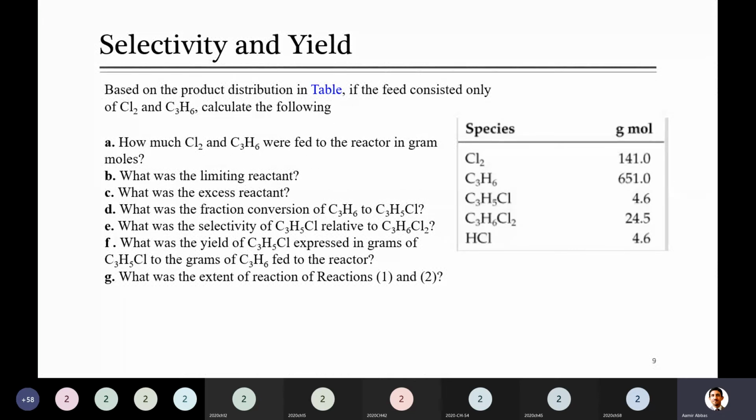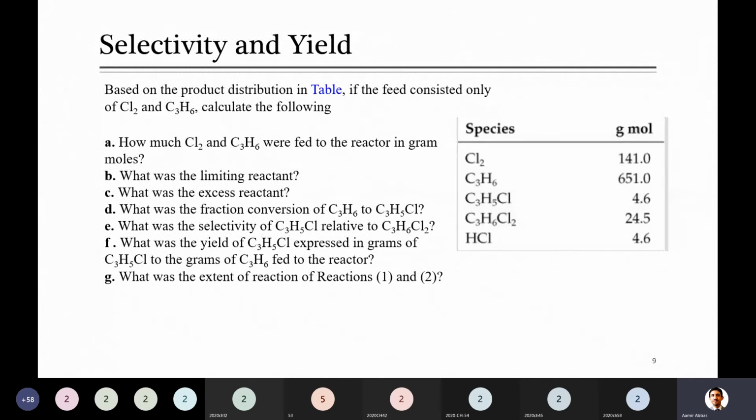The values are in front of you. 4.6 divided by 24.5. Yes, simple. Selectivity is 4.6 moles of C3H5Cl to the 24.5 moles of C3H6Cl2.